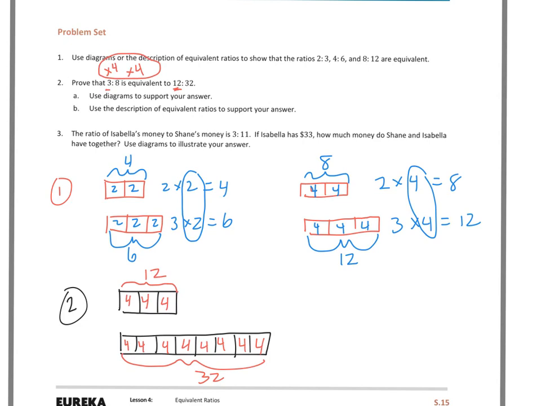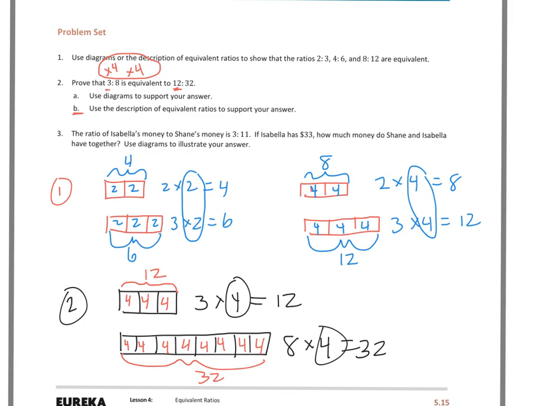So for B, you'll have to use the description of equivalent ratios to support what you did. The description should include your comparison. 12 is 3 times 4, which is what we showed, and I can show it right here. 3 groups of 4 equals 12, and then 8 groups of 4 equals 32. So I have a constant that I'm multiplying by, which is 4.